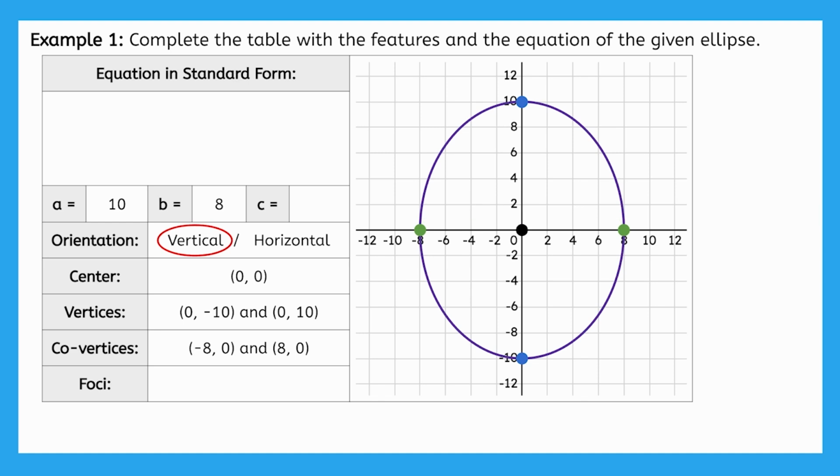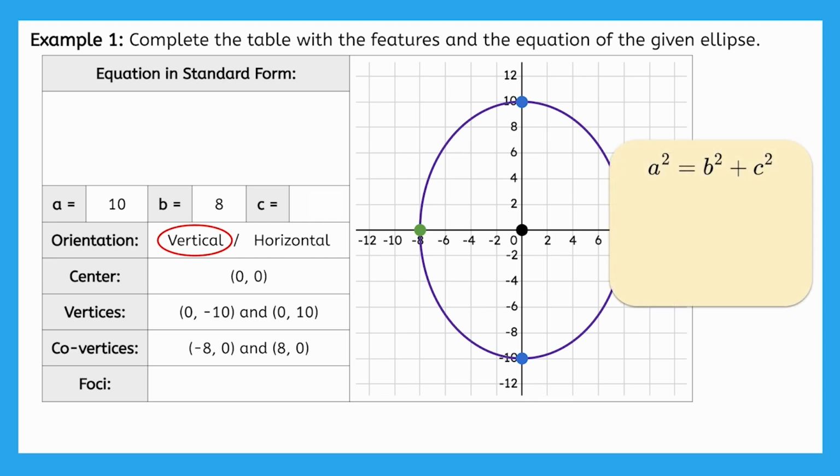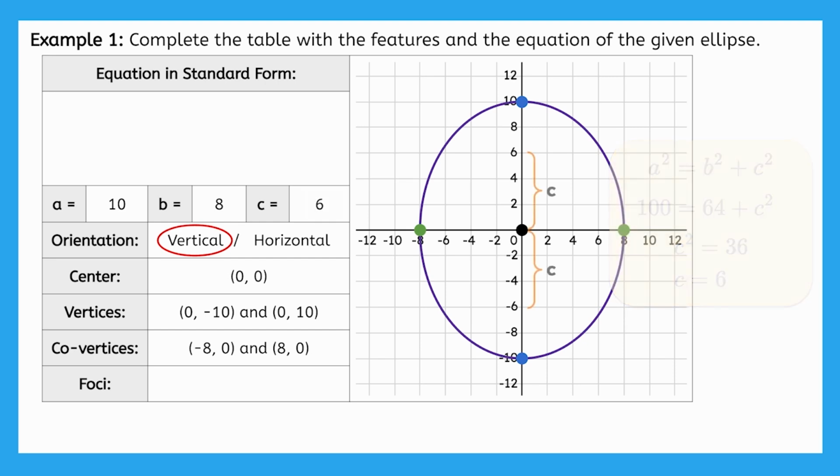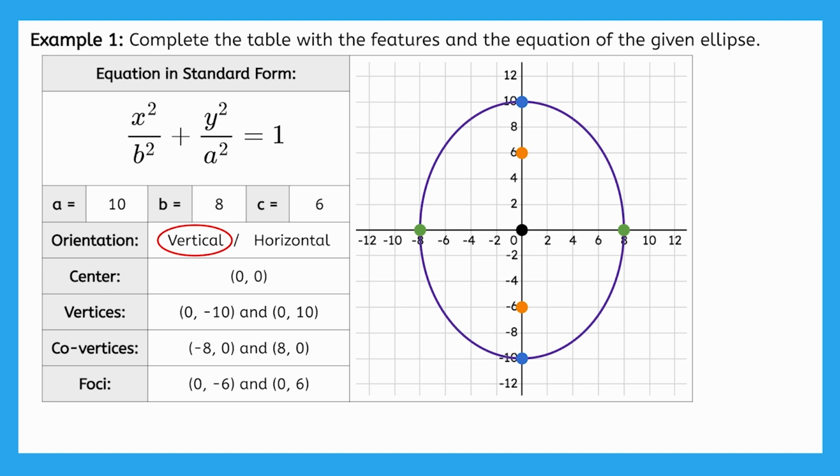To find the foci, we first need the value of c, which we can get using the equation a squared equals b squared plus c squared. Subtracting 64 on both sides, we get c squared equals 36, and therefore c is 6. This means each focus is 6 units away from the center along the major axis, so the foci are (0, -6) and (0, 6). Lastly, we write the equation using the standard form for a vertically oriented ellipse, substituting the values of a and b. Our equation ends up as x squared over 64 plus y squared over 100 equals 1.